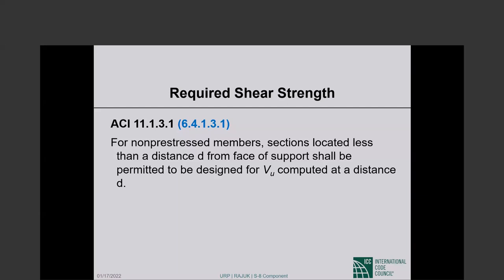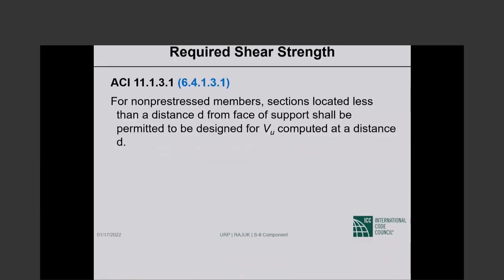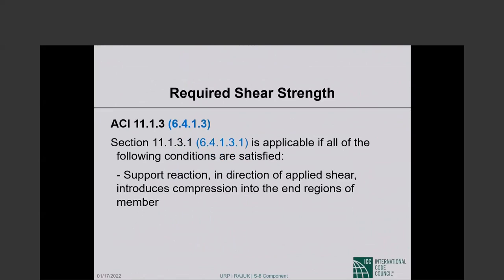So the critical section for shear is located at a distance d from the support face, d being the effective depth. Now, what I said is true provided a number of conditions are met, and those conditions we will look at next. But the fact that we take the critical section 1d away from the support face is because we are designing for diagonal tension. It is not designing directly against shear.